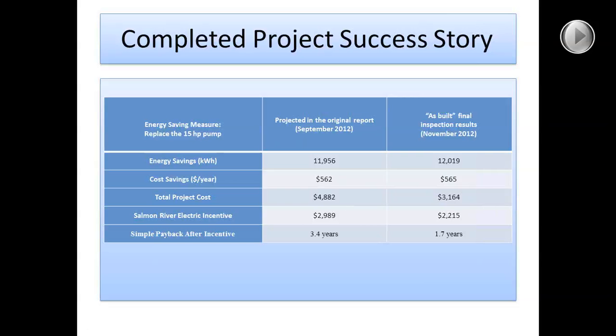But anyway, we'd estimated that the payback would be 3.4 years. Based on actual operating conditions, it was only 1.7 years. So this was a simple project. He's just pumping at more pressure than he needed. Replace it with a smaller pump at the pressure you need, and it paid for itself in under 2 years. And so that's a pretty good return on investment. After 2 years, he's just saving $565 per year.